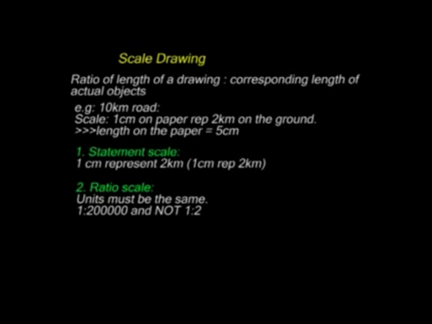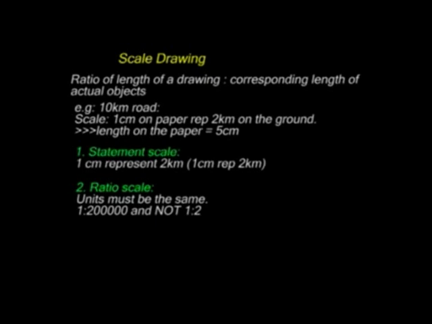because the figures must be in the same unit, usually centimeters. For example, in the case we have above, you cannot write 1 to 2. No. You must convert the 2 kilometers into centimeters so that we have 1 to 200,000.